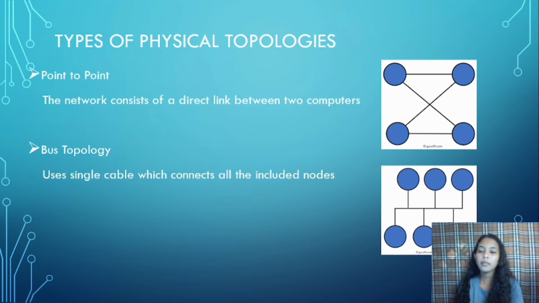So this also has advantages and disadvantages. The benefit or advantage of this bus topology is the cost of the cable is very low compared to other topologies. So it is widely used to build a small network.